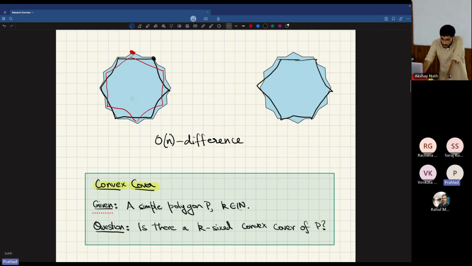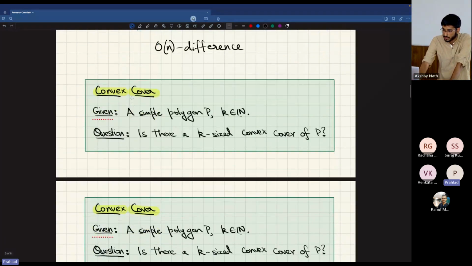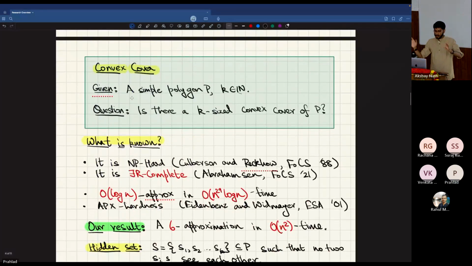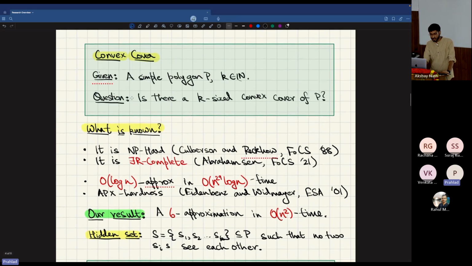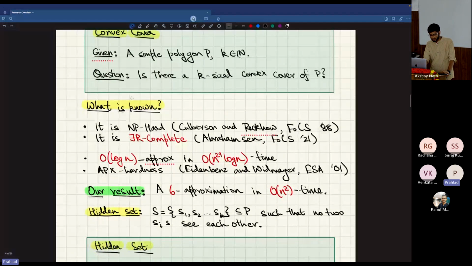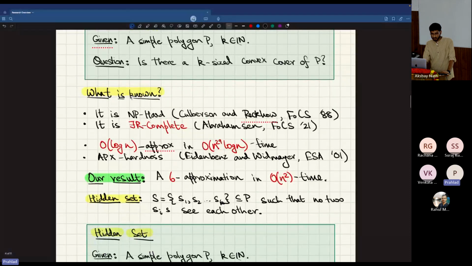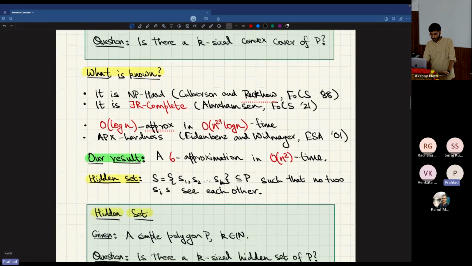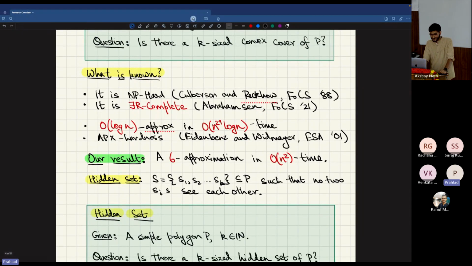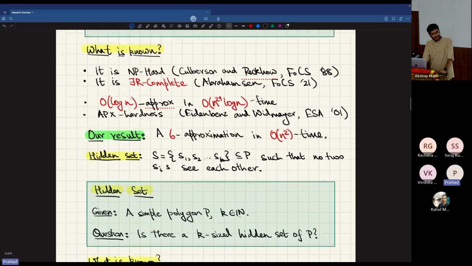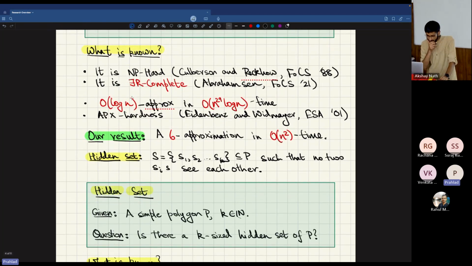So that's a quick overview of the two problems. I'll state the problems again in due time, so you don't need to remember it. I wanted to say something and I completely forgot. Oh well, it'll come to me.